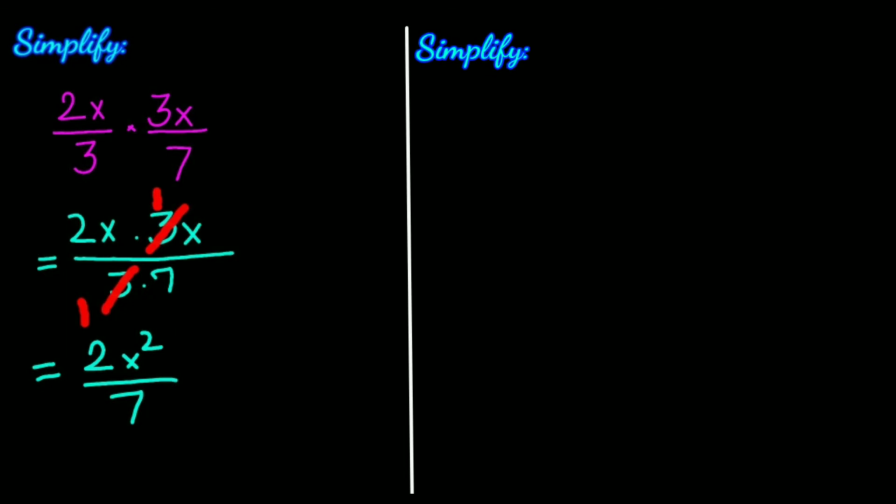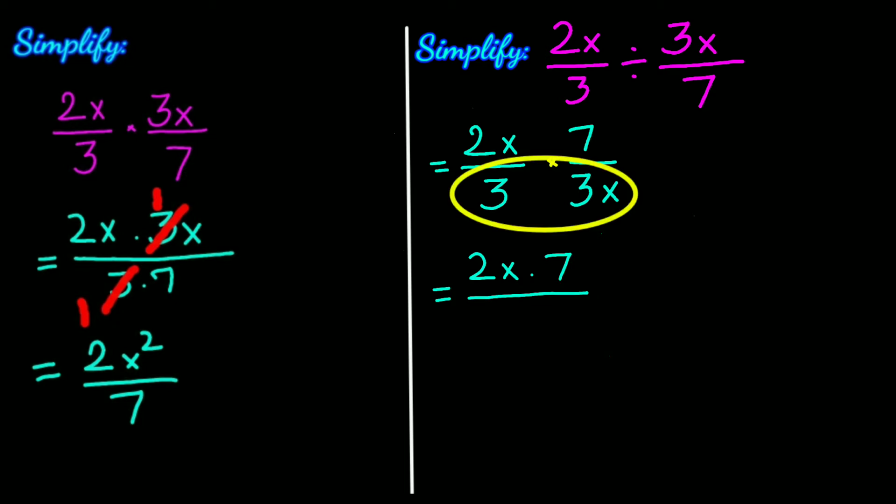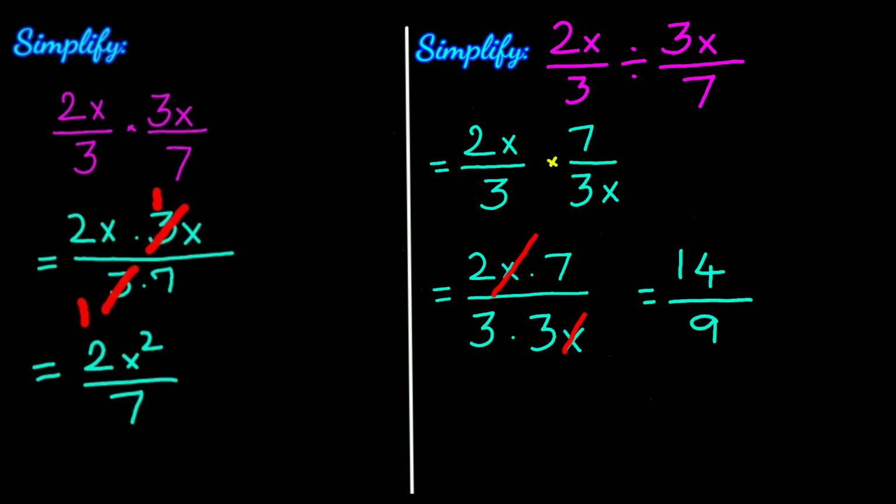Next, 2x divided by 3 divided by 3x divided by 7 equals 2x divided by 3. Let's convert the division as multiplication by flipping the numerator and the denominator. We have 2x divided by 3 times 7 divided by 3x. Now, multiply the numerator directly. We have 2x times 7 divided by, multiplying the denominators, we have 3 times 3x. Here, cancel the value x and x. 2 times 7 is 14 divided by 3 times 3 is 9 is the answer.